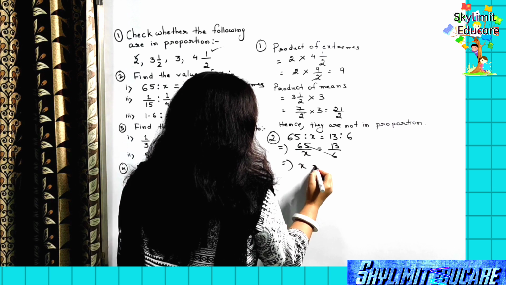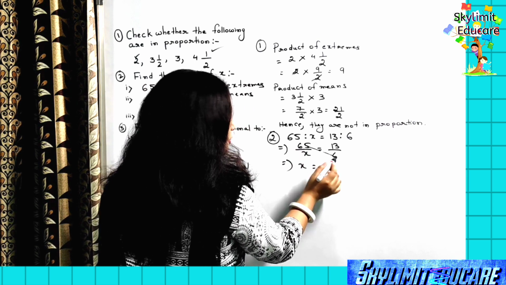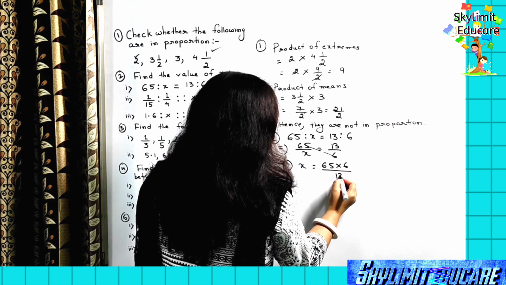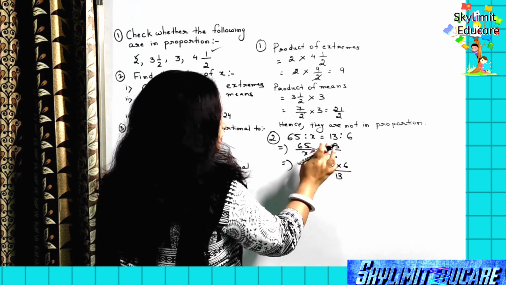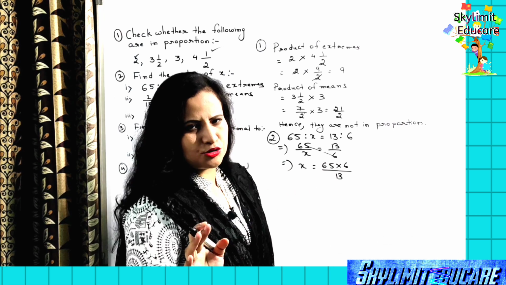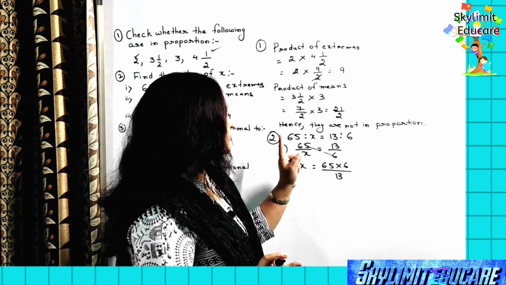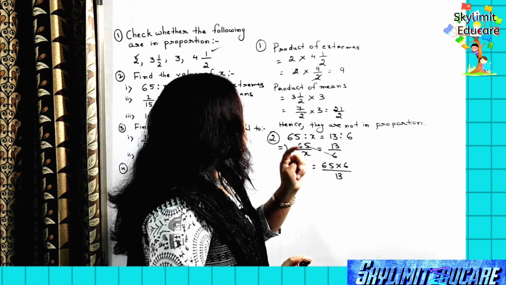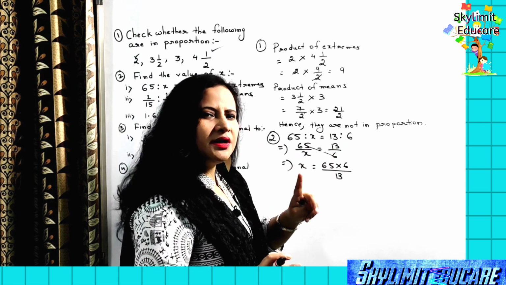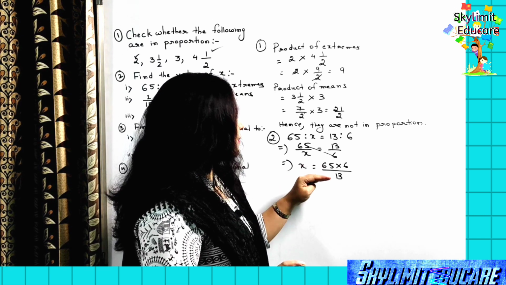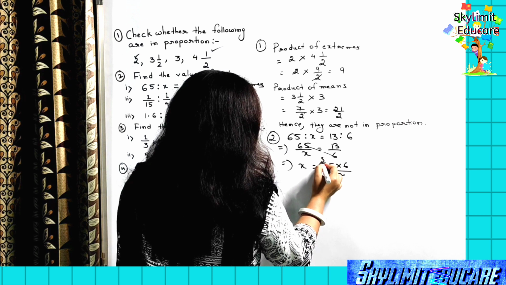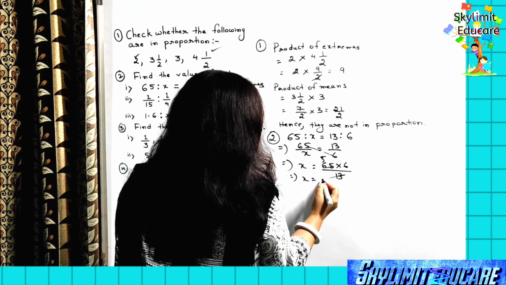So x is equal to the product of the complete pair by the incomplete number. There are 4 terms in a proportion: first term, second term, third term, and fourth term. So if any one of the terms is unknown, you can find it by cross multiplication. Now we can easily find out 13 fives are 65, so that gives us 30.